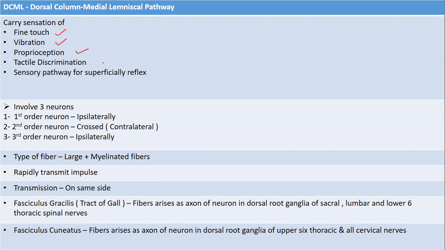The types of sensation the dorsal column medial lemniscus is concerned with are fine touch, vibration, proprioception, tactile discrimination, where we discriminate in our sensations, and the sensory pathway for superficial reflex. So basically the DCML is concerned with these. I hope this is clear to everyone.